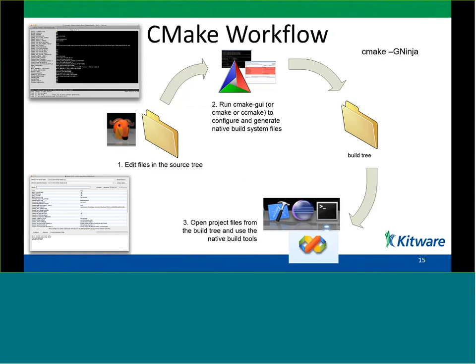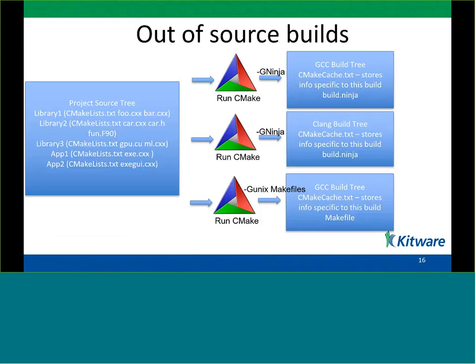The basic workflow: you edit your files in your source tree, you run CMake or one of the CMake GUIs, and this creates a build tree, and then you open the projects and use the build tree. And really, you only need to run CMake once to create this build tree, because CMake will put hooks for itself in that build tree. And if any of the input to CMake changes, it'll make sure that that gets updated.